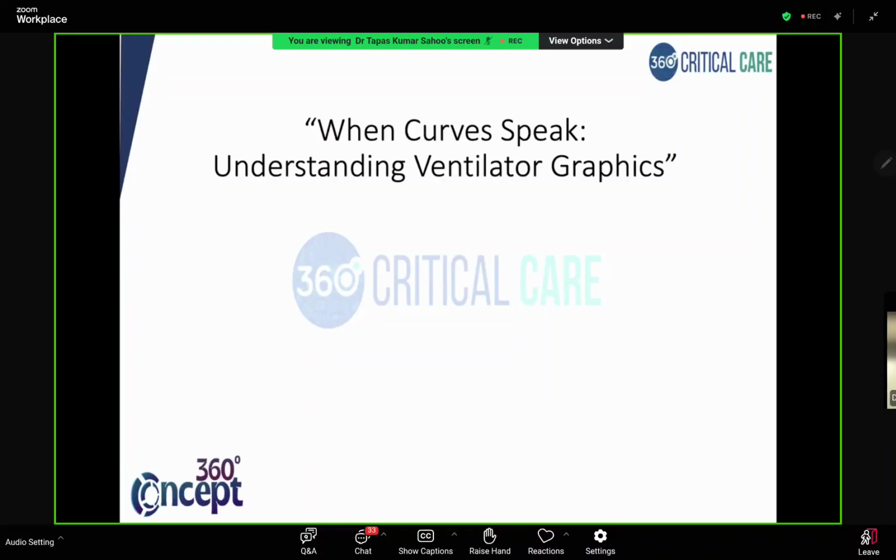Now, last but not the least, the fourth lecture, and this is something once we enter the ICU, the beep, the alarm on the ventilator, you would be trying to solve the problem with the ventilator graphics. So the topic title is: when curves peak, we need to understand the ventilator graphics.